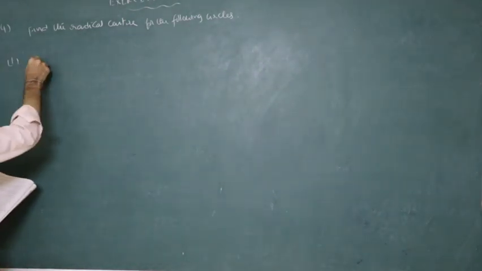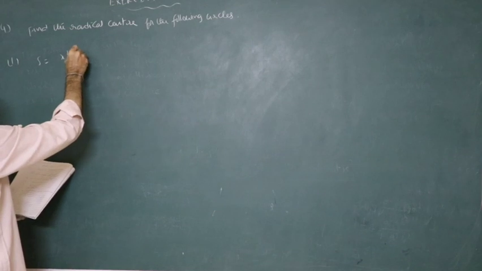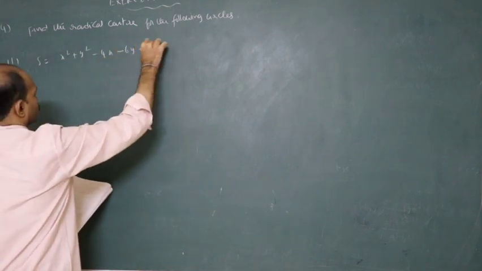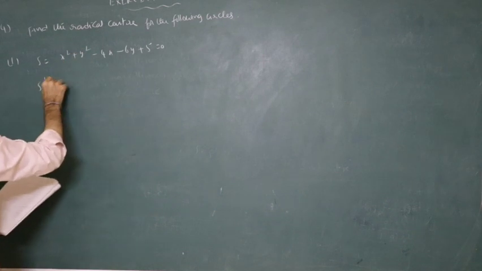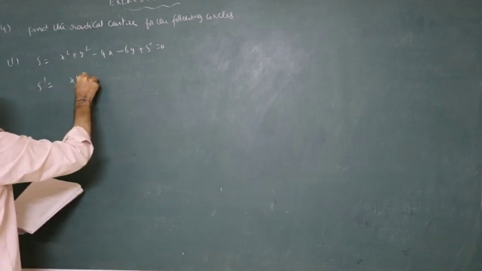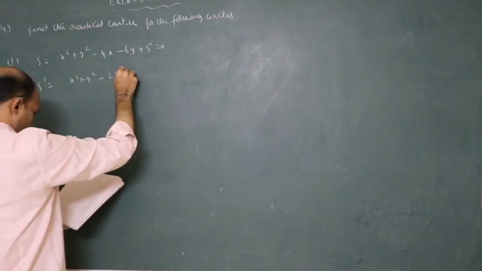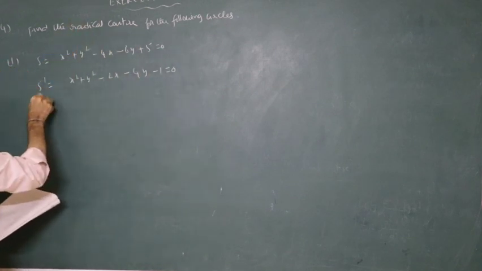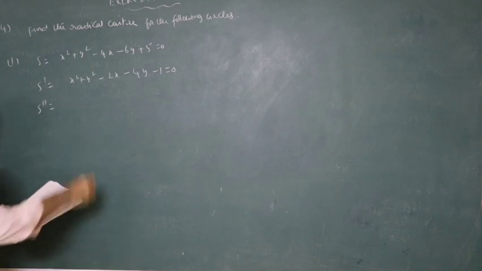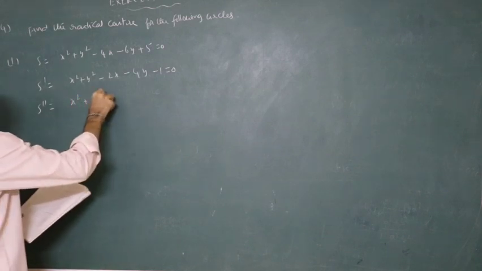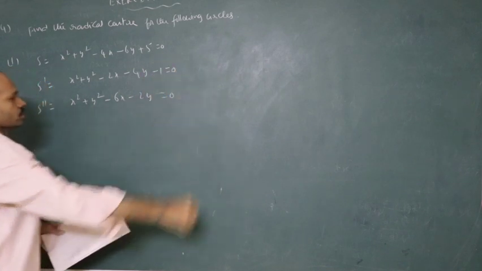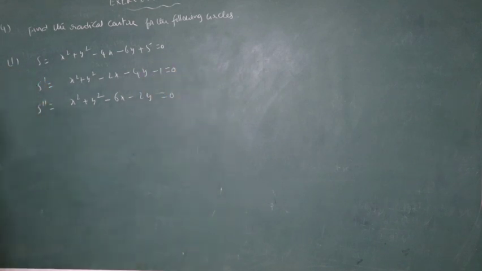See, the circles are like this. First, S is equal to x square plus y square minus 4x minus 6y plus 5 is 0. S dash, namely x square plus y square minus 2x minus 4y minus 1 is equal to 0. S double dash, x square plus y square minus 6x minus 2y is equal to 0. We have to find the radical center.